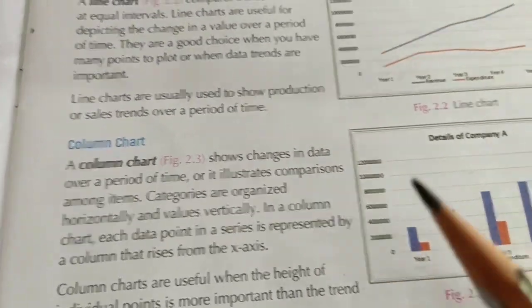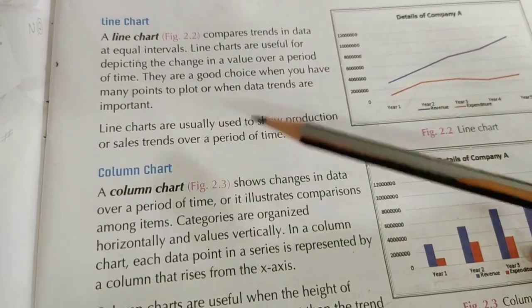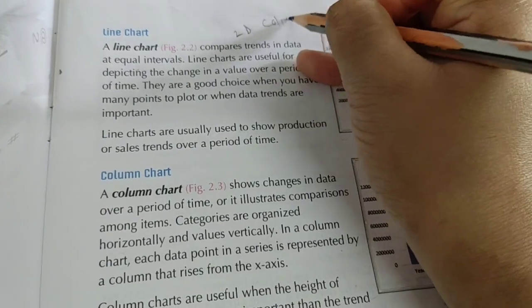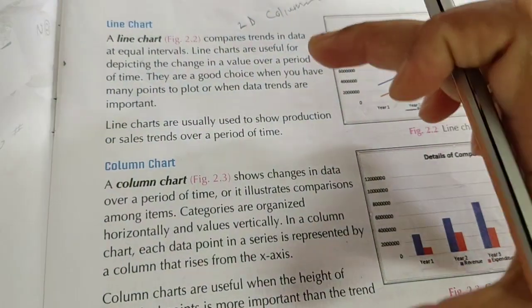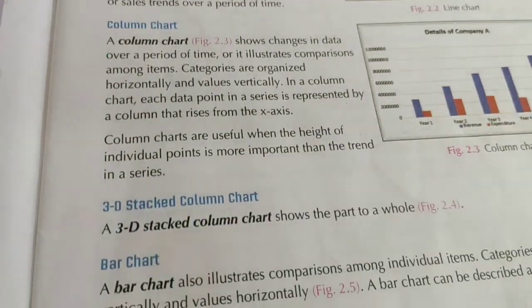This is a column chart, and you just remember that this line chart and this column chart we call a 2D column chart.